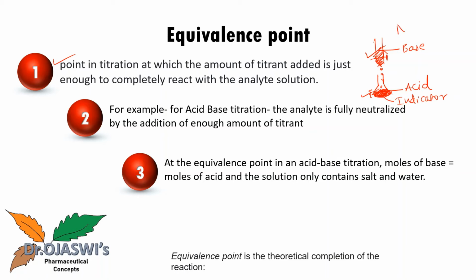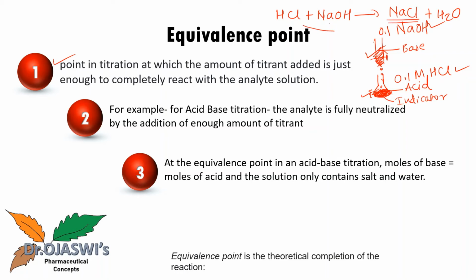So suppose this base is nothing but NaOH. Okay, suppose this is 0.1 molar NaOH and this is also 0.1 molar HCl. Okay, this is a strong base, this is a strong acid, and this HCl plus NaOH will give me salt and water. Okay, this is how the neutralization reaction happens over here. Now at the equivalence point, these two will completely get converted into salt and water.